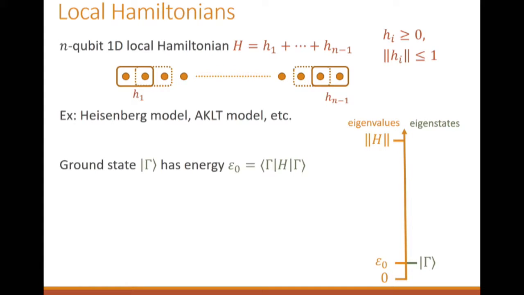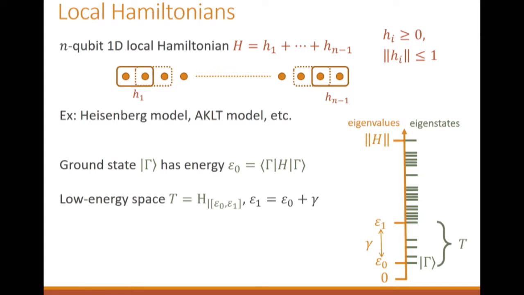So the spectrum looks something like this. The smallest eigenvalue could be 0, could be not. I'll call it epsilon 0. I'll think of it as something that's close to 0, but could be above. There's a ground state that I'll call gamma, and then there's a bunch of other eigenstates that are spread out around the whole possible range of eigenvalues.